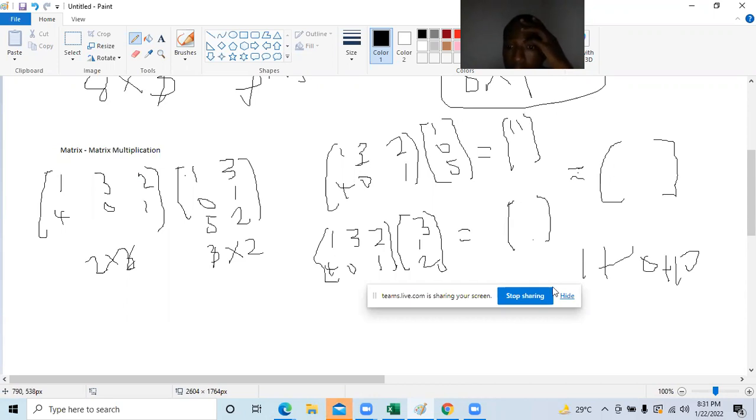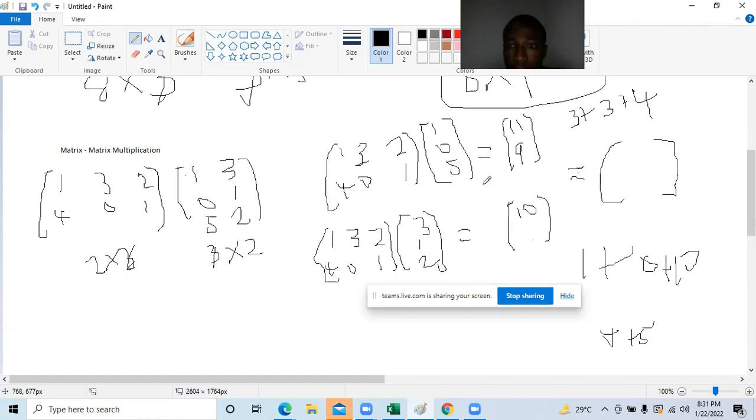4 times 1 is 4, plus 0 times 0 is 0, plus 1 times 5 is 5. So this is 9. So we have 9 here, 11, 9. 1 times 3 is 3, plus 3 times 1 is 3, plus 2 times 2 is 4. So this is 10.